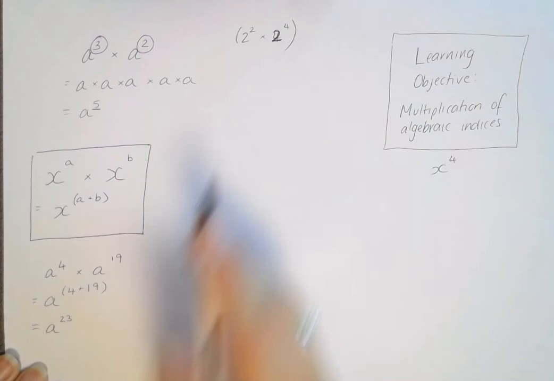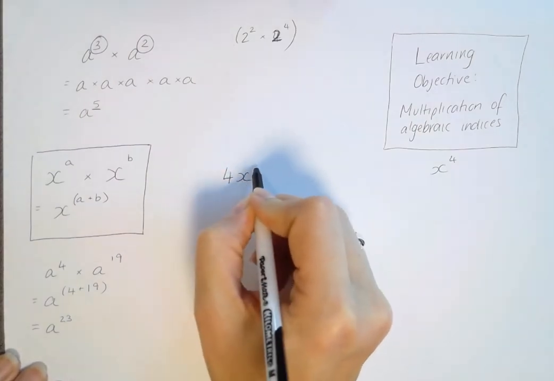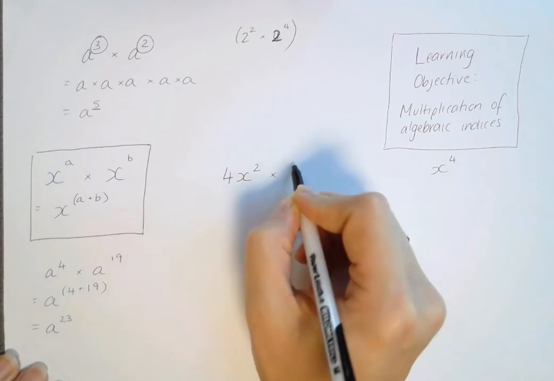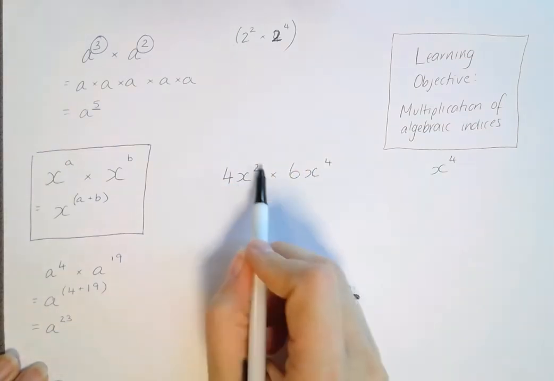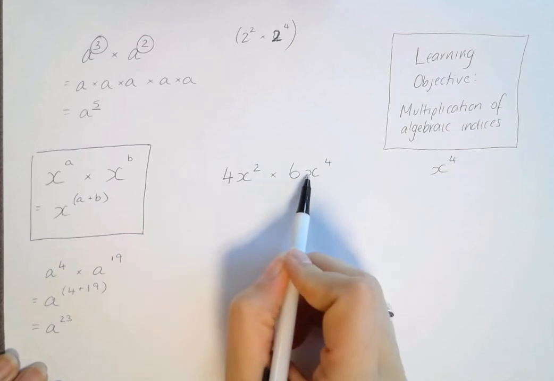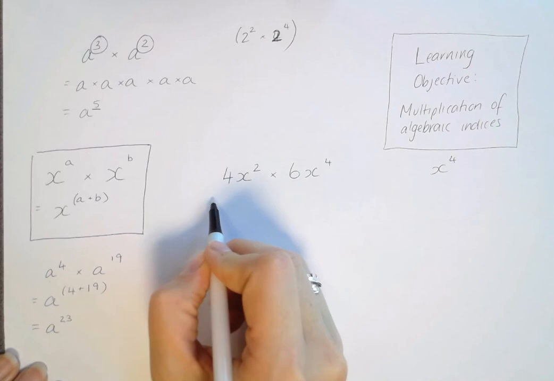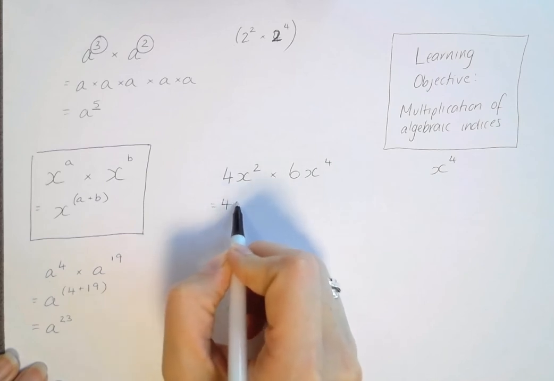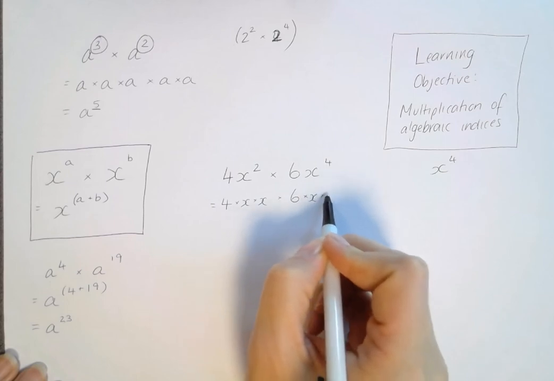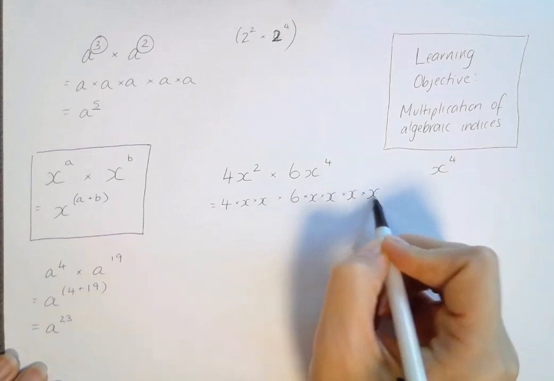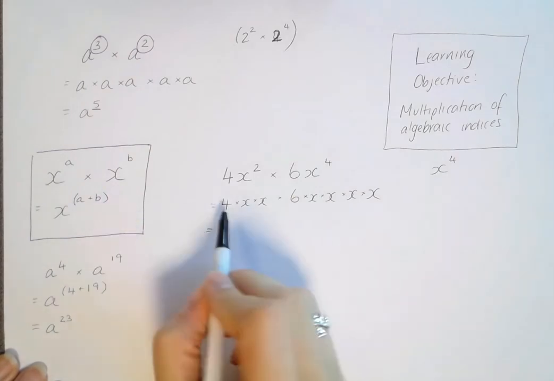Now we can do the same thing if we have numbers working this time. So let's go 4x squared times 6x to the power of 4. We know that x squared means x times x, and x to the power of 4 means x times x times x times x. So we could expand it out: 4 times x times x times 6 times x times x times x times x. But I don't want to keep expanding them out every time. That's why we use this rule.